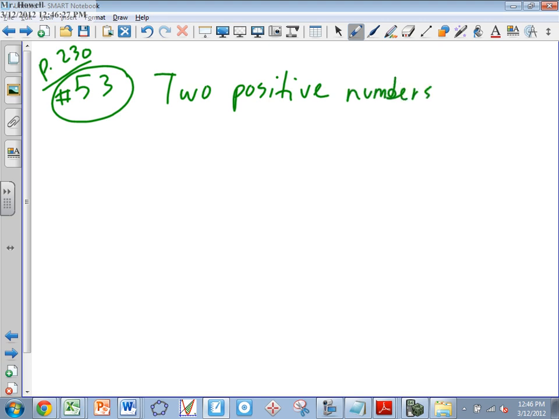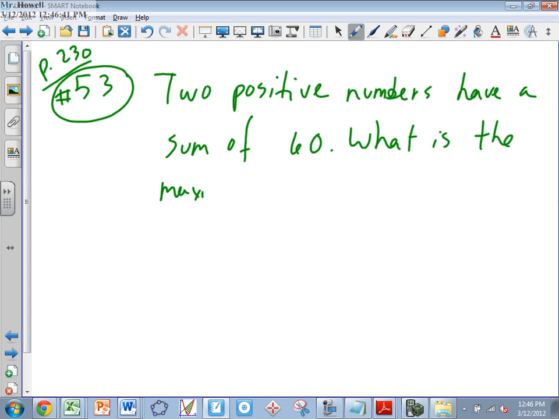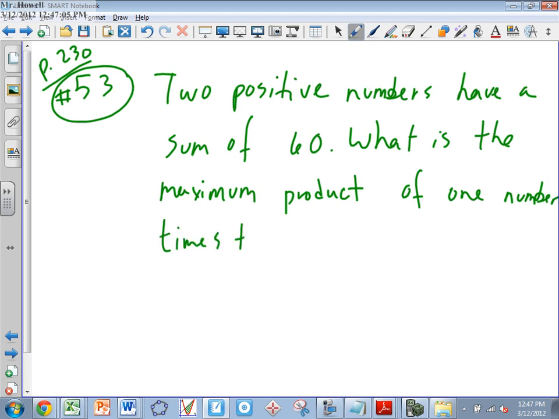Two positive numbers have a sum of 60. What is the maximum product of one number times the square of the other? By the way, this is a perfect multiple choice for AP. This is exactly what a multiple choice would be like, and I'll explain why.